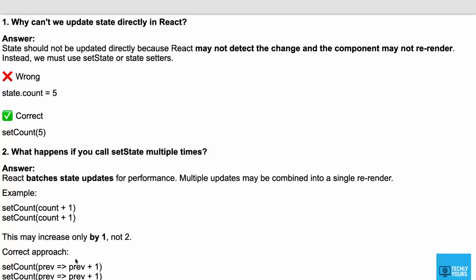So what is the correct approach? We have to use a variable, like we have used prev. In the setCount function we can write it like prev + 1. So we don't have to bother about this count, it will correctly update the value each time.